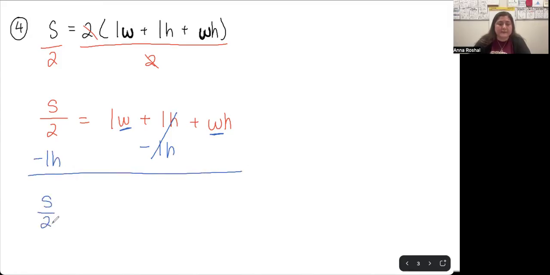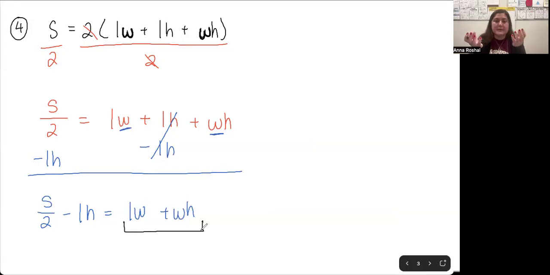So I've got s divided by 2 minus length times height equals length times width plus width times height. Now, ideally, we are looking for the GCF of those two terms. A GCF, if you don't remember, is a greatest common factor. The greatest common factor is something that shows up in both terms, okay?